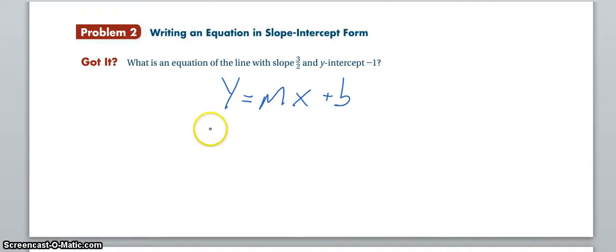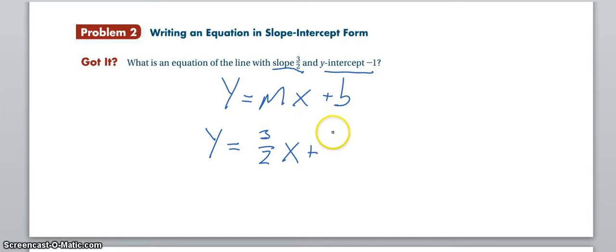When you plug in your values, we don't know a y. What we do know is a slope of 3/2 and a y-intercept of -1. Now, a big mistake will be they try to plug in the y-intercept in for the y. That y actually is part of a point on the line. So instead, we just plug in the slope for our m value. So that becomes 3/2 x. And then our y-intercept is -1. So we can either put plus a -1, or I could rewrite this as y equals 3/2 x minus 1.